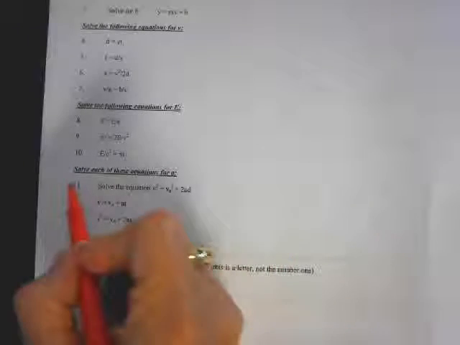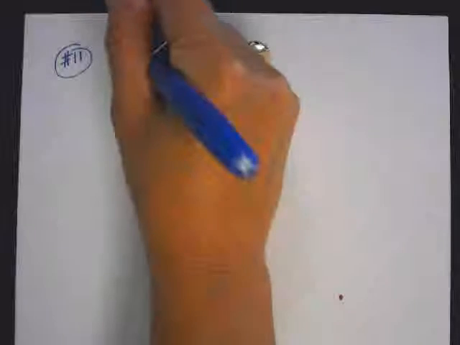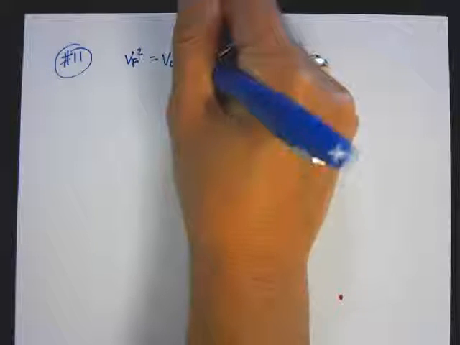So let's do number 11. Again, you'll be able to write it on the sheet. And we're going to do it step by step. So number 11, this is a physics equation that says v squared, and it should actually be vf squared, is equal to, and we call this v naught, we'll call it vi. Vf squared is equal to v naught squared plus 2ad. And I want to solve for a, which is the acceleration.